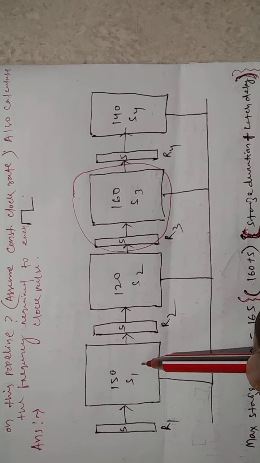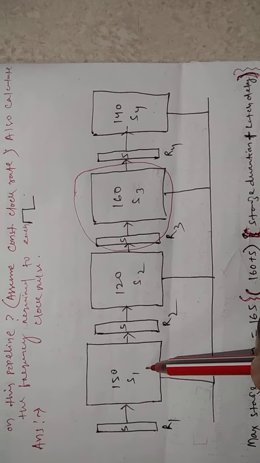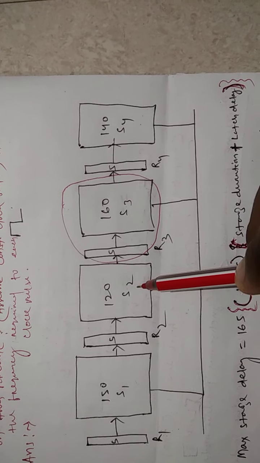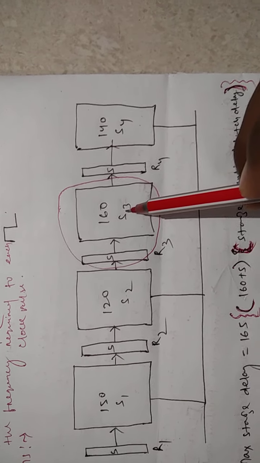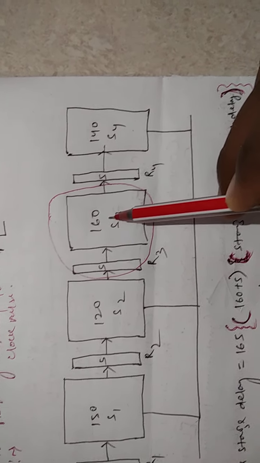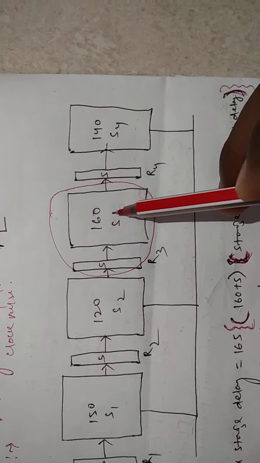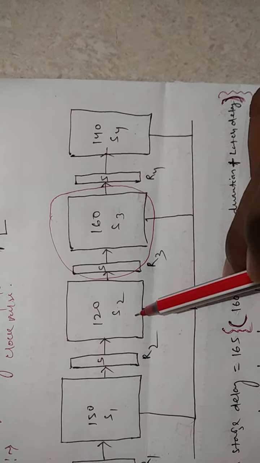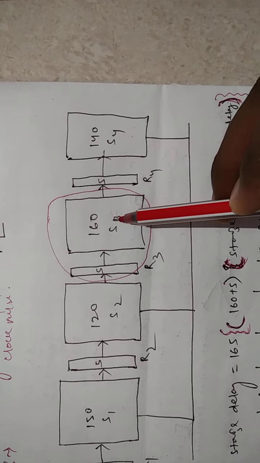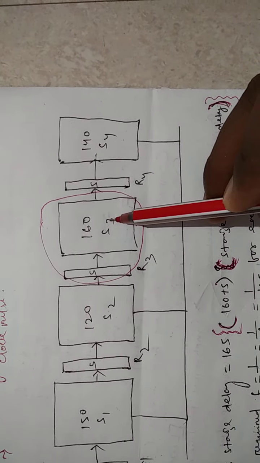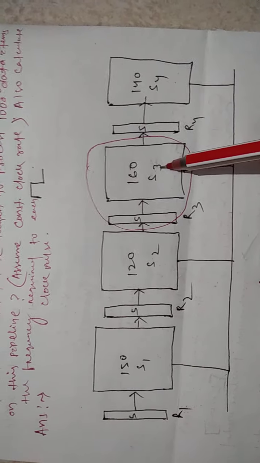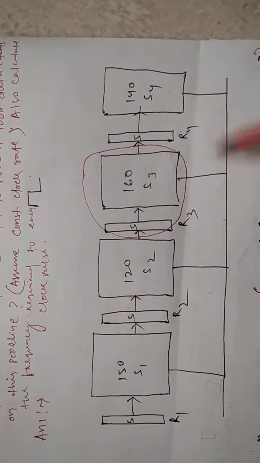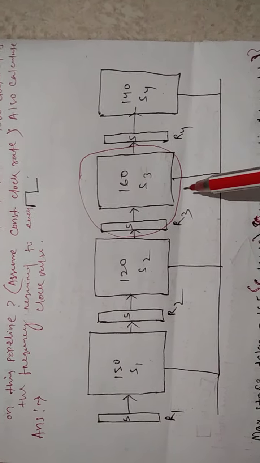In 150 nanoseconds, stage 1 will complete its task, and S2 will complete its task within 120 nanoseconds. But when we come to stage 3, 160 nanoseconds are required to complete stage 3, while the maximum time we have is 150. So it is not possible to execute stage 3. That's why I told you the maximum phase duration is taken as the phase duration of a pipeline.